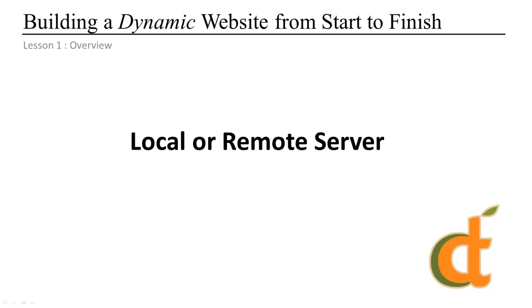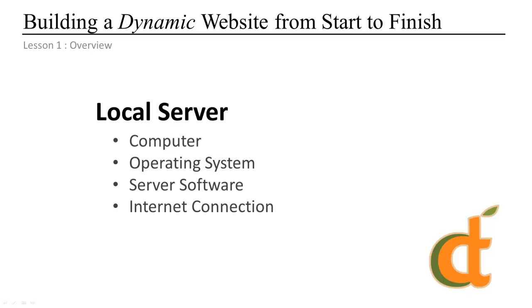A local server is just a computer with an operating system, some server software, and an internet connection. That's all you really need to build a local server. Sometimes the operating system and the server software are kind of one and the same, depending on if you get Windows Server OS or something like that.